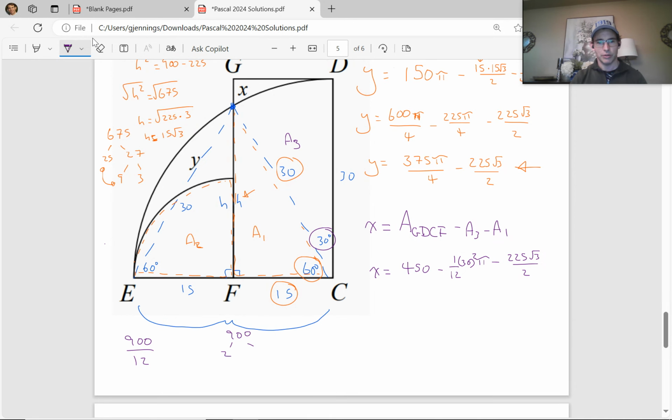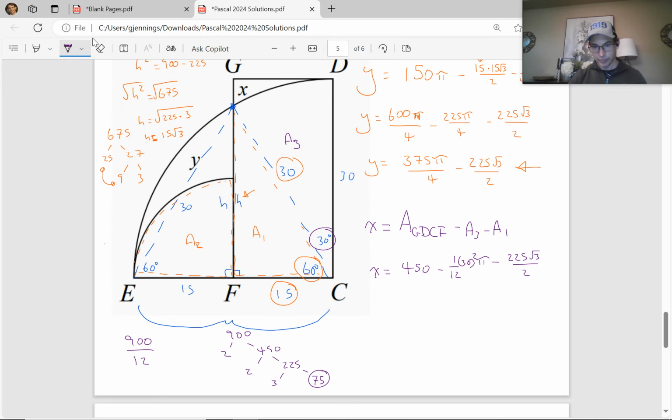900 divided by 2 is 450. Divide by 2 is 225, that old number. Divide by 3, and now we have taken out our 12, is 75. Why didn't I believe myself that it was 75? That's pretty weird.